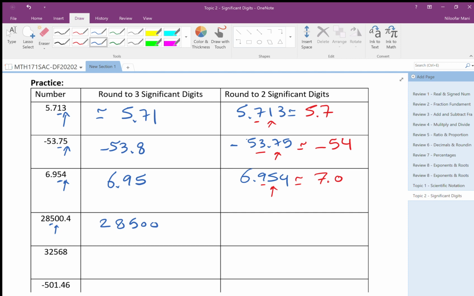Okay, so which one? 28500.4. Okay, so I said second. So I underline that, check that. It is almost 29000. Okay, so these digits are important because they are placeholders. I have to have them.